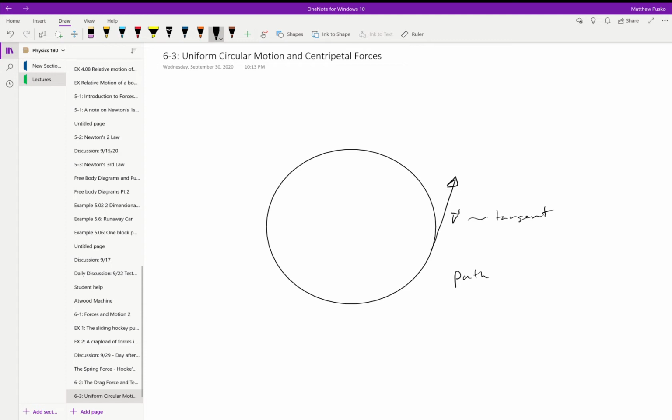If we know the magnitude of the velocity, or the speed, and we know the radius, then we can calculate the centripetal acceleration as v squared over r. And we get the direction as always pointing inwards. It points in towards the center of the circle.